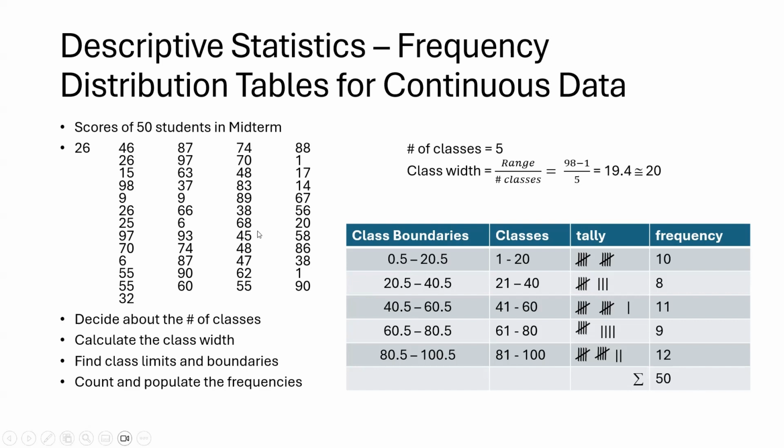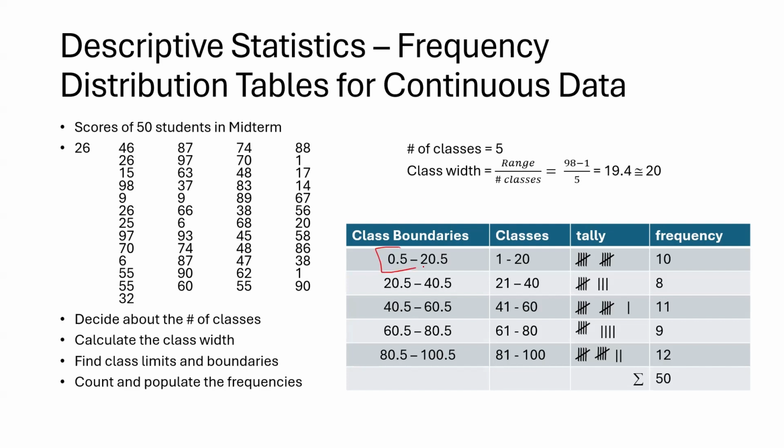Now, the class boundary, since we have 1 as the smallest unit, we're going to subtract 0.5 from each of the lower limits and add 0.5 to each of the upper limits. So it's going to be -0.5 and 20.5. And after that, you just need to do it for the first class.